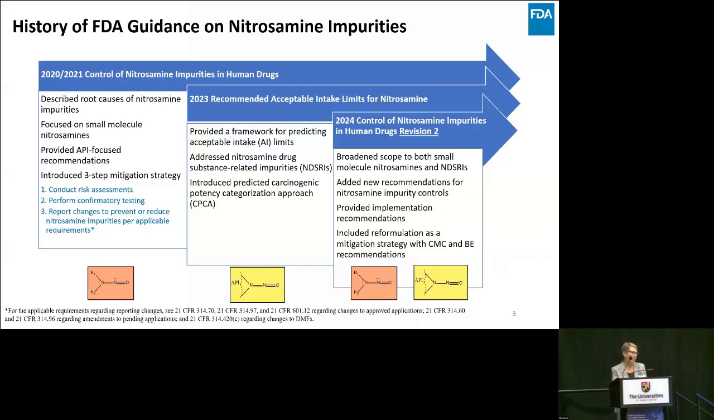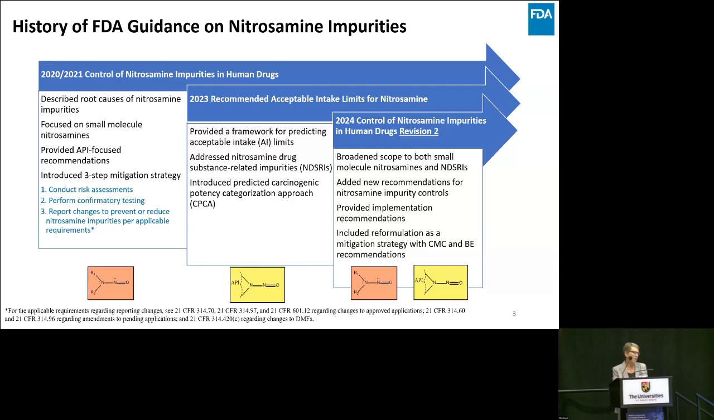So the first nitrosamine guidance was published in 2020, and there was a minor update in 2021, just to add a timeline, actually. In that guidance, if you think back to 2020, what we knew at that time about the root causes of nitrosamine impurities was really focused on small molecule nitrosamine impurities, such as NDMA. That's what we knew about. And what we knew about the sources really was focused on the synthesis of the API and possible nitrosating events that would happen during that synthesis or contamination from solvents and such.